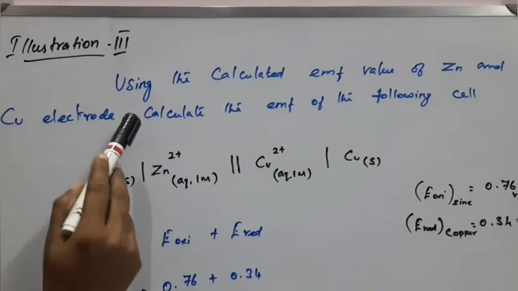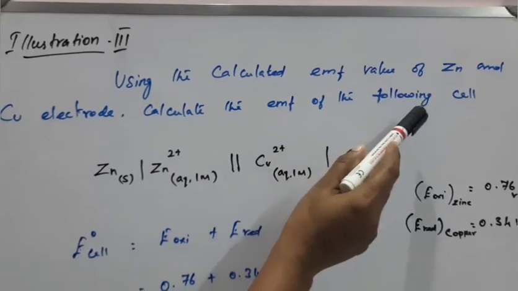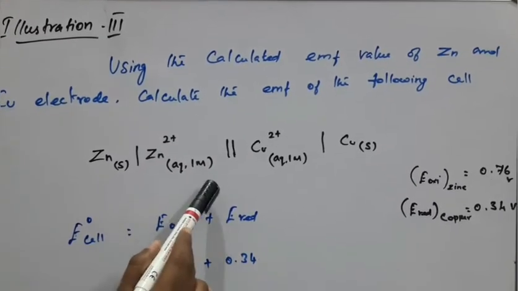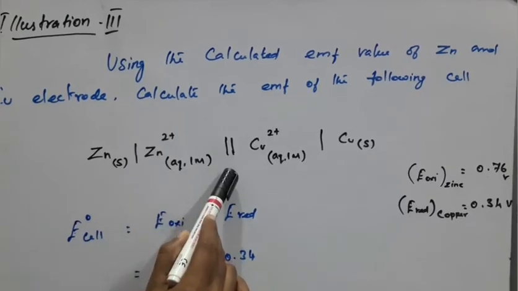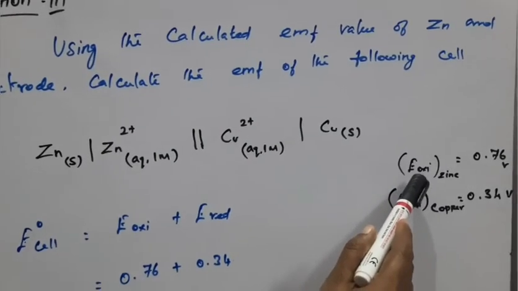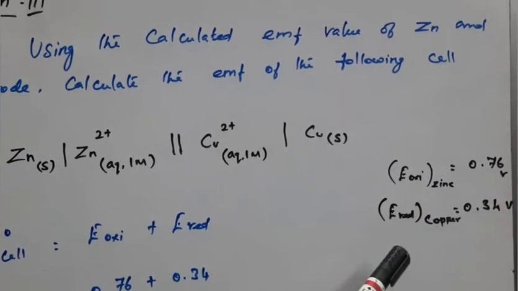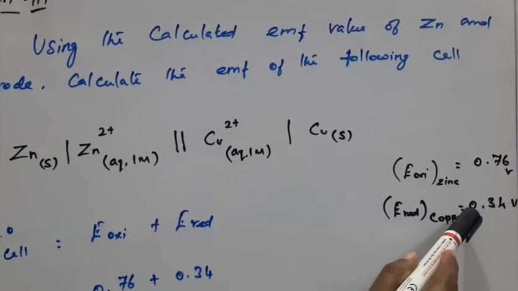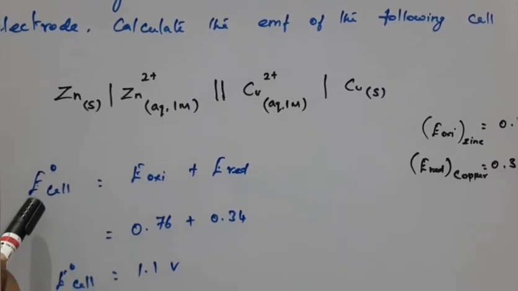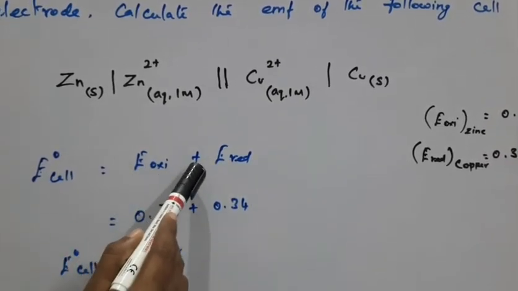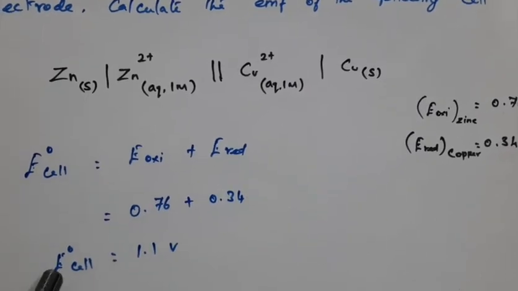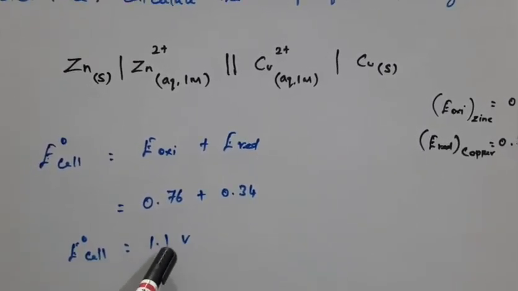Illustration 3. Using the calculated EMF values of the zinc and copper electrodes, calculate the EMF of the following cell. Here also use the ABC rule: A for anode, which undergoes oxidation; the right hand side across the salt bridge undergoes cathode reduction reactions. We already know the oxidation potential for zinc is 0.76 volt and the reduction potential for copper is 0.34 volt. So E naught cell equals E oxidation plus E reduction, 0.76 plus 0.34. The cell potential value equals 1.1 volt.